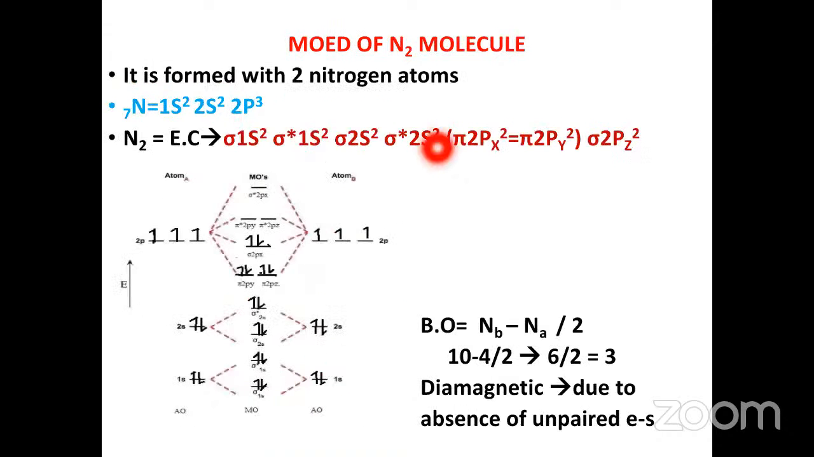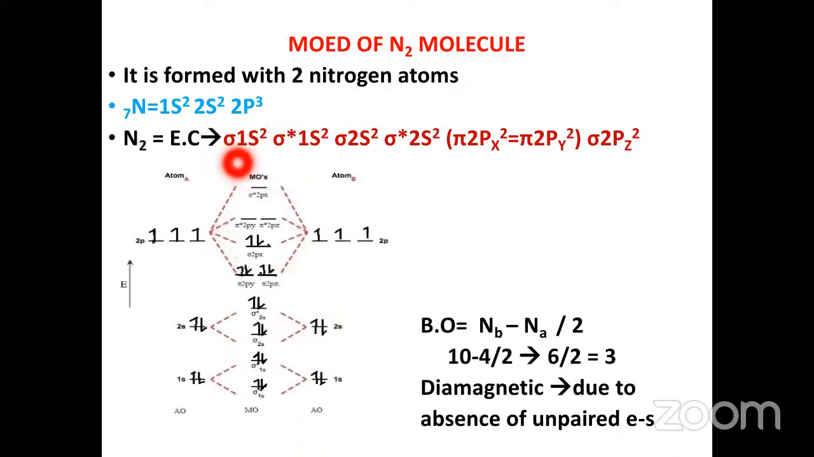Next goes to MOED of N2 molecule. The N2 molecule is formed by the 2 nitrogen atoms. The nitrogen atomic number is 7. Its electronic configuration is 1s2, 2s2, 2p3. Now you will write the electronic configuration of the molecule. Actually, the nitrogen has 7 electrons, so the nitrogen molecule has 14 electrons. Then you will write the 14 electrons in this manner.